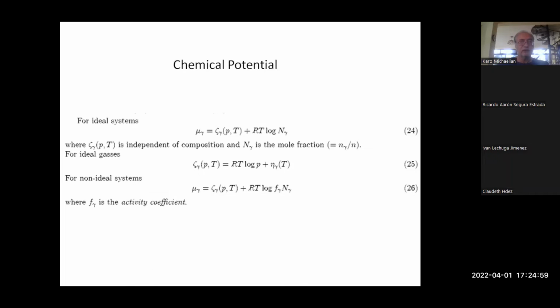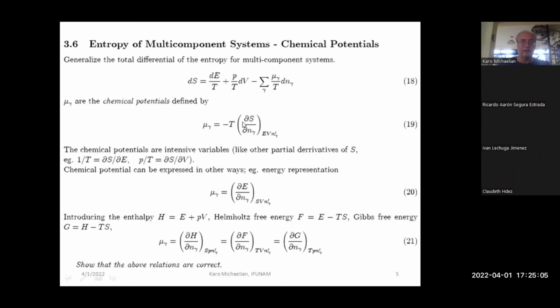Okay, but what do these chemical potentials in fact look like? Well, here I mentioned that they were like the partial derivatives of the extensive variables. For example, the entropy with respect to the number of moles of substance gamma, or the partial of the energy with respect to the number of moles of substance gamma, holding different variables constant.